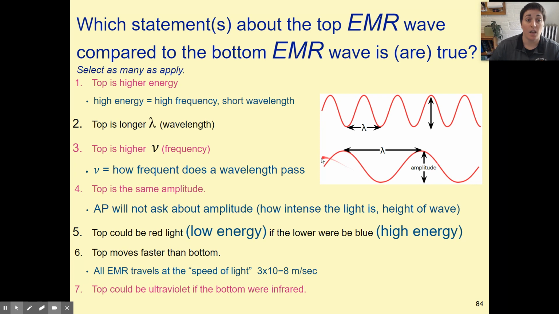So we know a couple things. We know that the top has a higher energy. We can see that it's a higher frequency. They also have the same amplitude. You can kind of relatively tell that this amplitude is the same as this amplitude. If the bottom is infrared, the top could be ultraviolet, because we know that this has a shorter wavelength, and we know, as we saw in the previous diagram, that ultraviolet has a shorter wavelength than infrared. AP is not going to ask you about amplitude. That's definitely more of a physics thing, but it was true for this question.